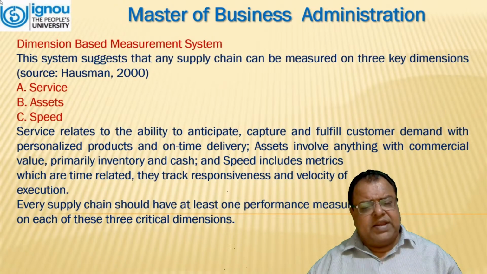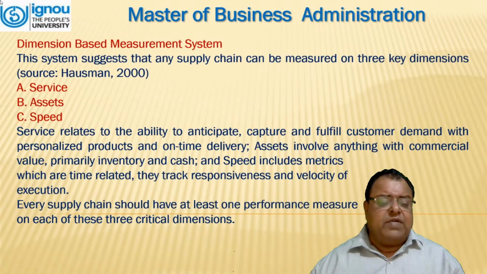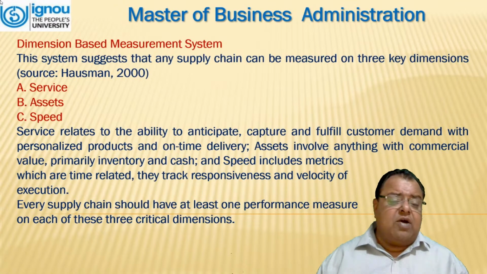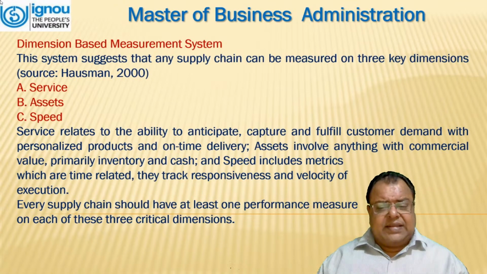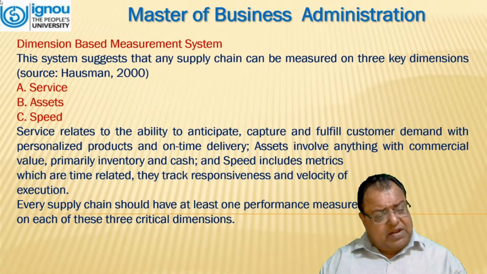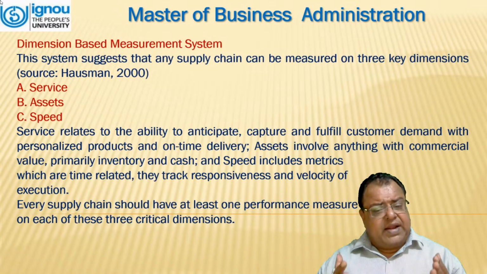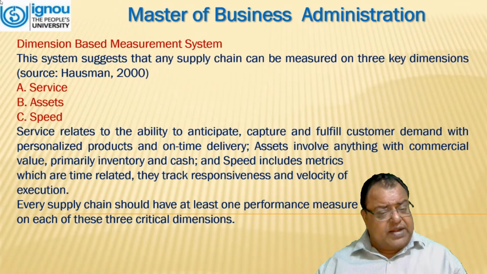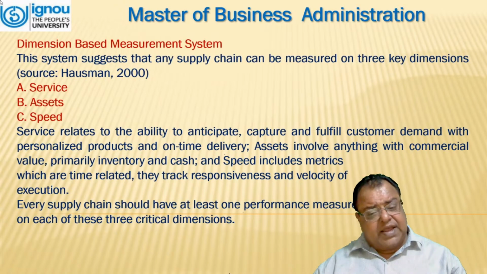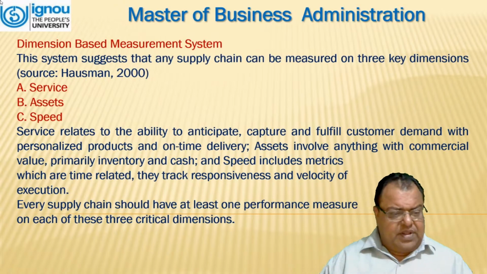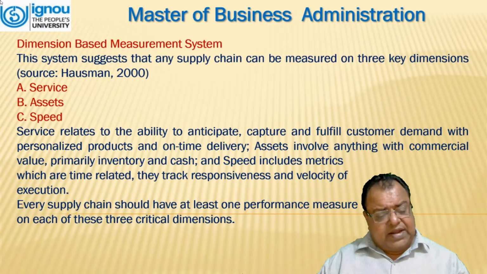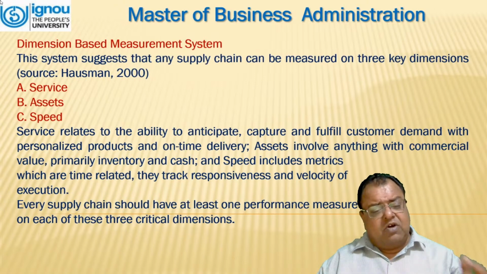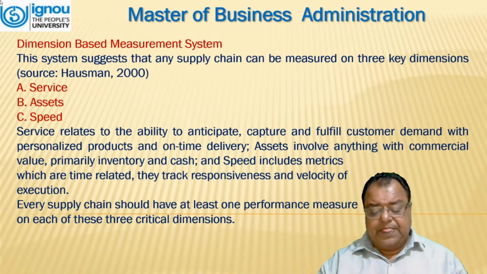Service relates to the ability to anticipate, capture, and fulfill customers' demand with personalized products and on-time delivery. Asset involves anything with commercial value, primarily inventory and cash, and speed includes metrics which are time related, they track responsiveness and velocity of the execution. Every supply chain should have at least one performance measure on each of these three critical dimensions.